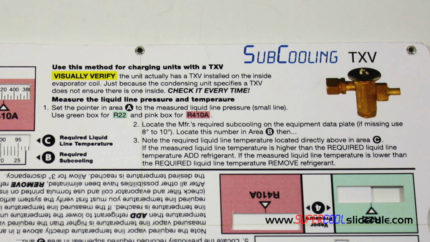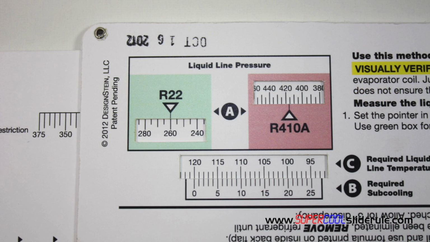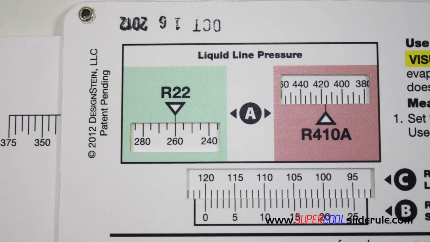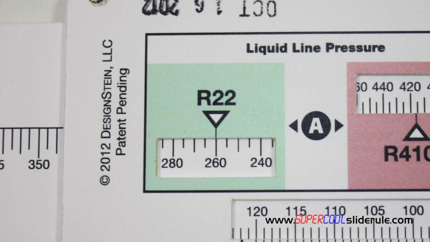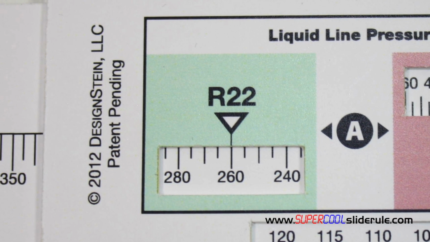First, locate the manufacturer's required subcooling on the equipment data plate as seen here. If this plate or the data is missing, use 10 degrees. We start by measuring the liquid line pressure, also called the high side pressure. In this example, we will use 260 psig and the refrigerant R22. We set that pressure here in area A.